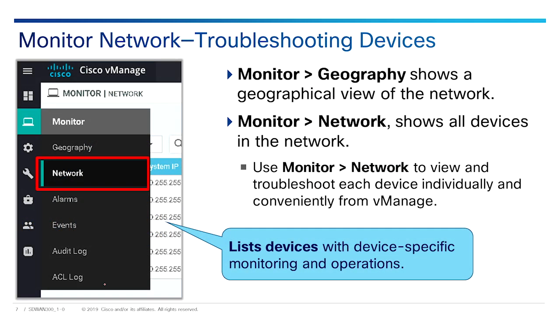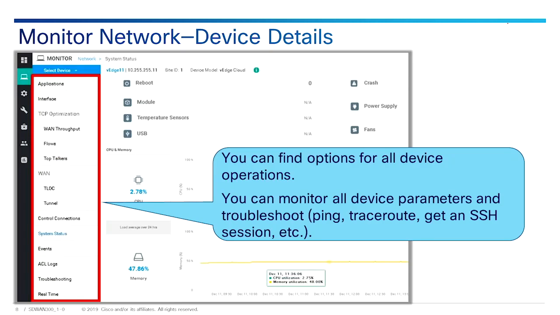So we can also do network troubleshooting. If we go to Monitor Geography, we'll show a geographic view of the network, basically a little diagram with where your devices are. And we can view and troubleshoot each device individually and conveniently from here. From here, we can view a list of all the devices, as well as their hardware and software parameters. So from here, we've got a device. And from here, we can also reboot it. We can see what the temperature sensors are if they were enabled. Basically, we can see the load, the temperature, number of reboots, and many more operational parameters.